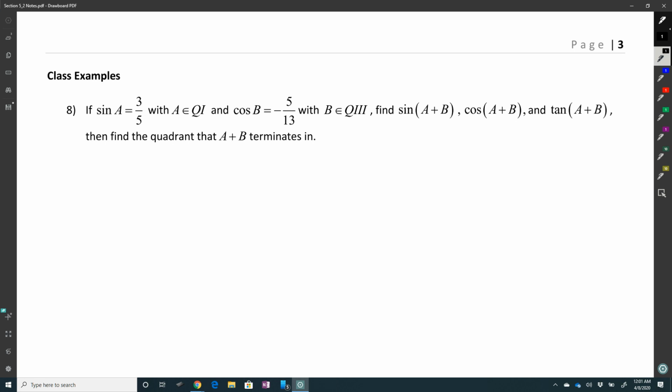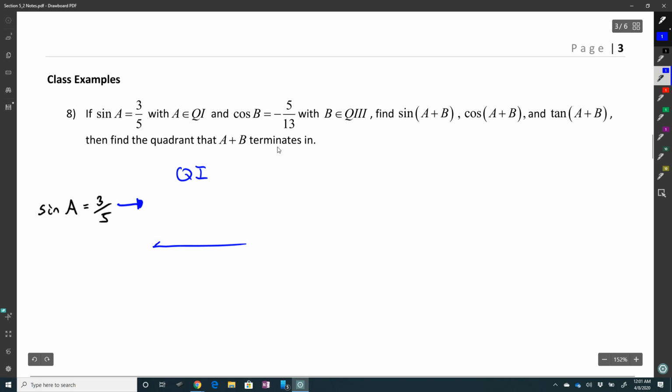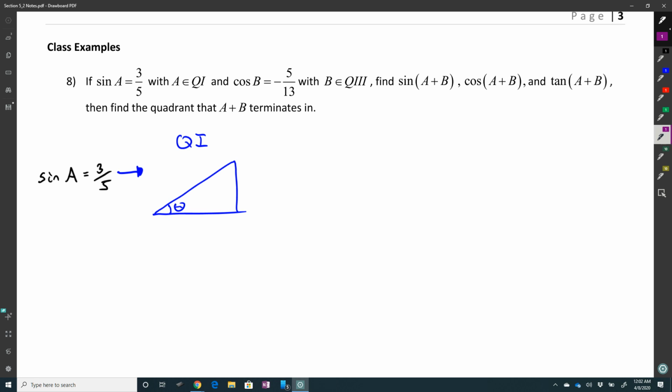But anyway, so if I have sine of A equals 3/5, what I learned from chapter 4 is that I can make a triangle out of it. And this is in quadrant 1. So my triangle is going to look like this. Sine is opposite over hypotenuse. So the opposite is 3, the hypotenuse is 5. And notice this is a 3, 4, 5 triangle. So I can put 4.